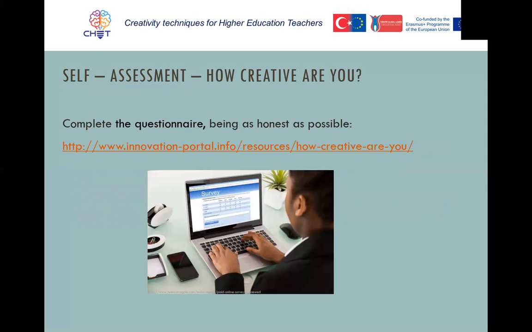If you're interested in how creative you are yourself, then I would recommend you to complete the questionnaire. You will have to be as honest as possible to yourself. On the innovation portal, you just go there. It's 26 simple questions. How creative are you? In the end, you know how creative you are according to this assessment, right? But if the questionnaire says you are not the most creative person, then that doesn't really matter for the creativity process.